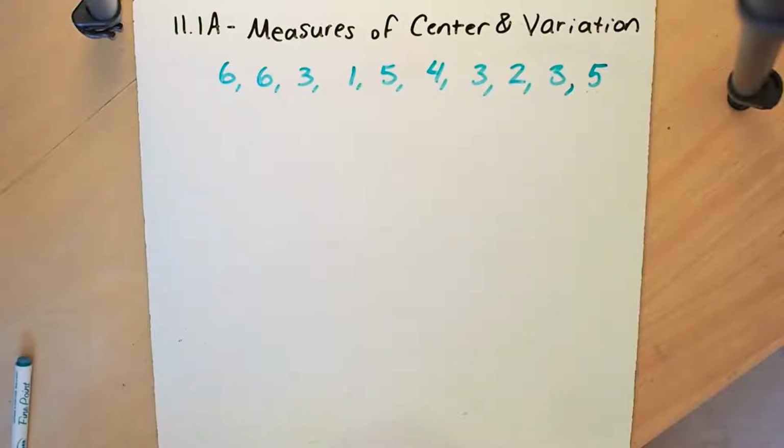Before we can find any measures of center or variation, the first thing we need to do with any data set is rearrange them in order, either ascending or descending, but I prefer to do ascending, so we'll rewrite them all from least to greatest.